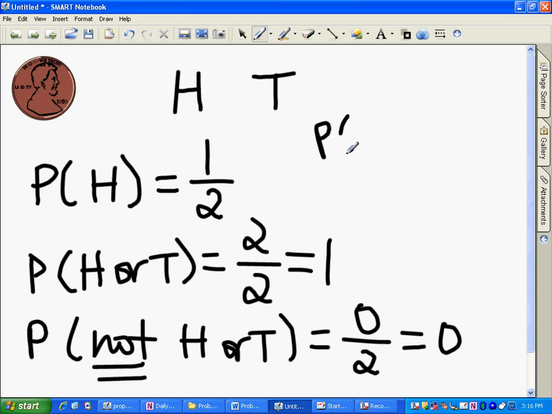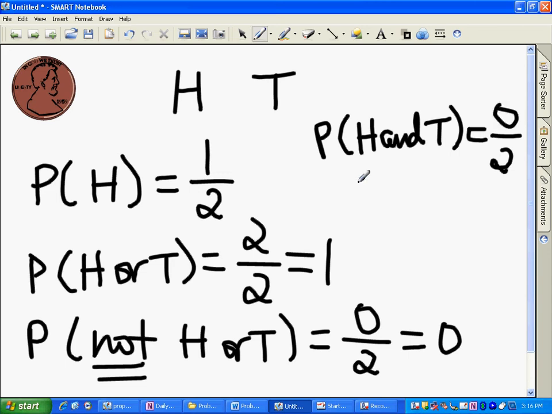What if I said, what's the probability of flipping a coin and it landing on heads and tails? Again, there are 2 outcomes, but out of those 2 outcomes, not one of them is heads and tails. It is impossible that I can flip a coin and it land on both heads and tails. Now, I'm not doing the what ifs, like what if it lands on its side. We're not doing all that. So we're just going to say that it's 0. So there's a 0 out of 2 chance that it's going to land on both heads and tails.